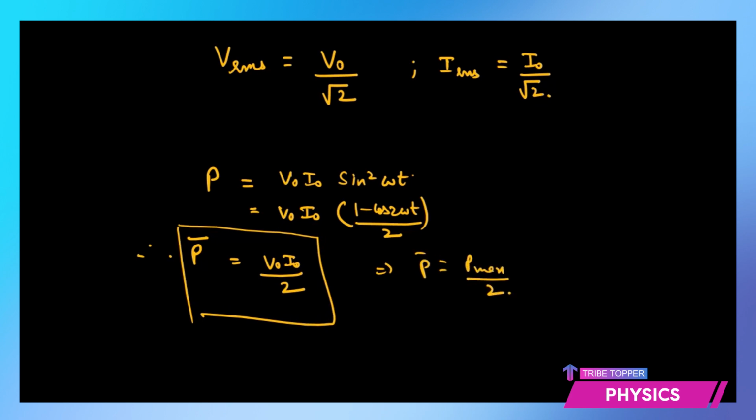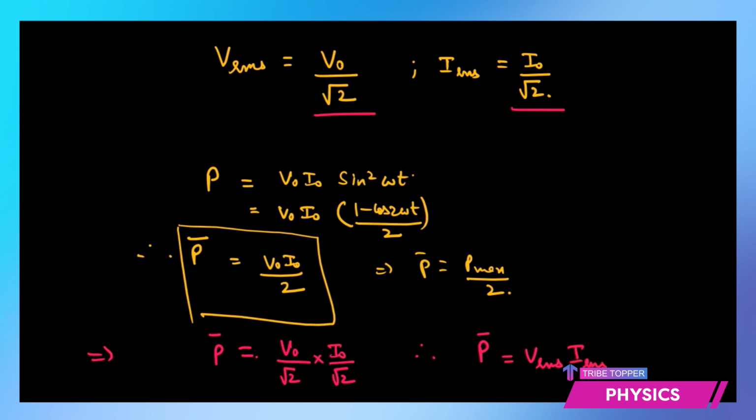Or in terms of these RMS values, P average is V naught I naught by 2, which I can write as V naught by root 2 into I naught by root 2. V naught by root 2 represents the V R.M.S. and I naught by root 2 represents the I R.M.S. Therefore, the average power can also be written as the product of RMS voltage and the RMS current. So this gives me the RMS value of the current, voltage and the power.